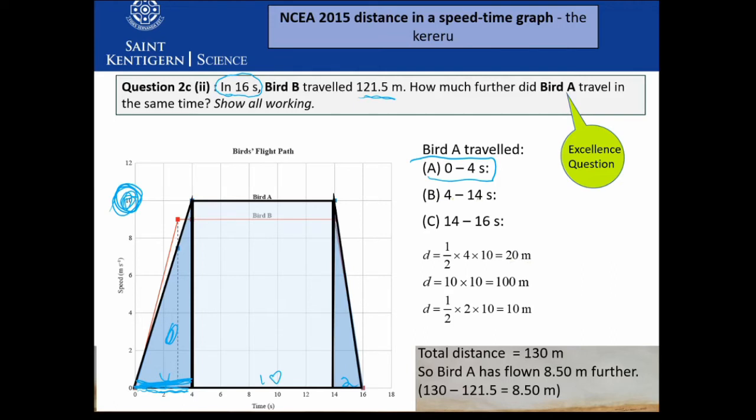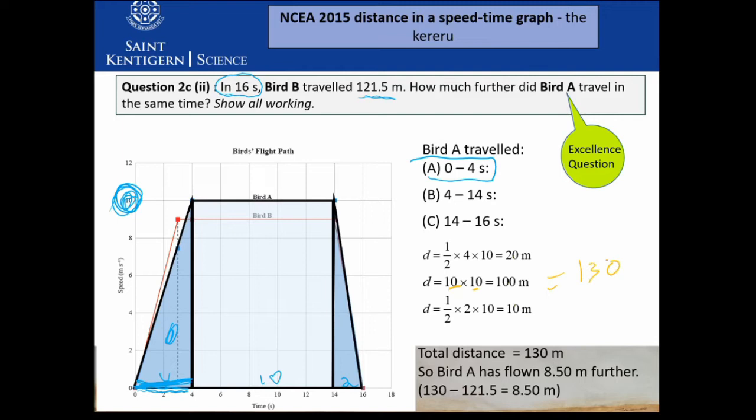Section B is 4 to 14. So how many seconds is that? 14 minus 4 gives us 10. And if it's 10 high and 10 wide, we know that gives us 100 meters. And then section C is 14 to 16, and I just said that it's 2 seconds that it took there. So half times 2 is 1, and 1 times 10 is 10. So now we add them together, 100 plus 20 plus 10, and that gives us 130.